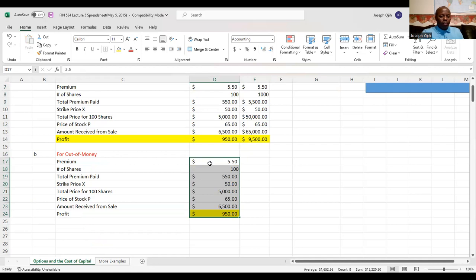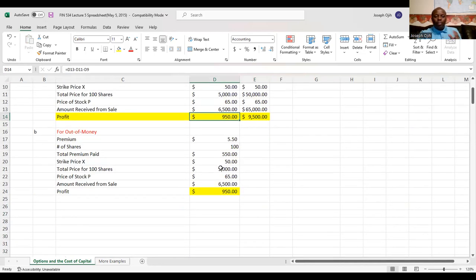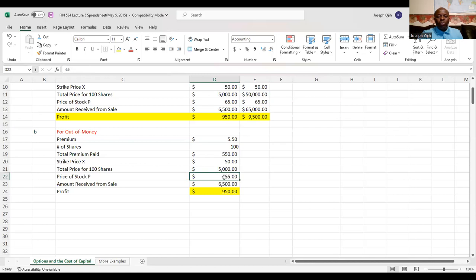Remember, because he was making a profit on the earlier one, we said that the option is in the money. So let's look at this scenario whereby the price of the stock fell to $48 instead of going up to $65. How much will he make? Well, actually he'll be losing, because the price of the stock falls. All you have to do is change this $65 to $48. Then as you click here, Excel will recalculate it because the formula is already there. See? In that case, he loses $750.